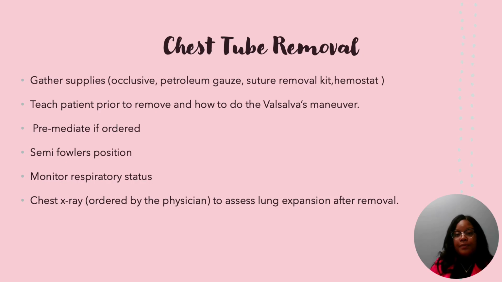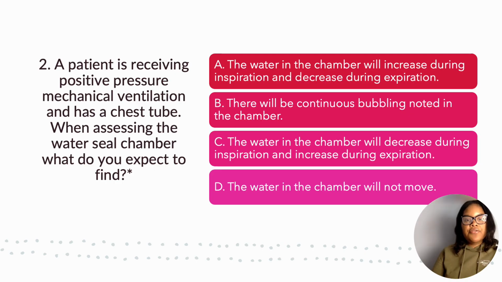A patient is receiving positive pressure mechanical ventilation and has a chest tube. When assessing the water seal chamber, what do you expect to find? Is it A, water in the chamber will increase during inspiration and decrease during expiration? B, there will be continuous bubbling noted in the chamber? C, the water in the chamber will decrease during inspiration and increase during expiration? Or D, the water in the chamber will not move? I'll give you some time to think about it.